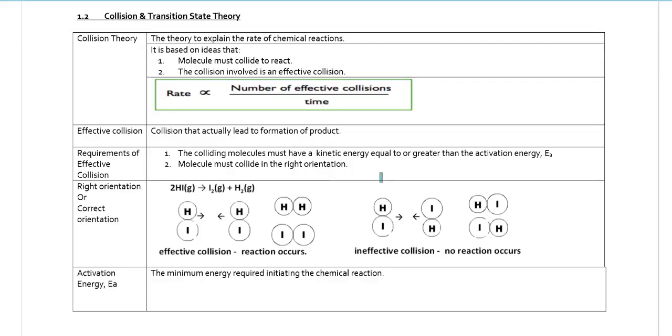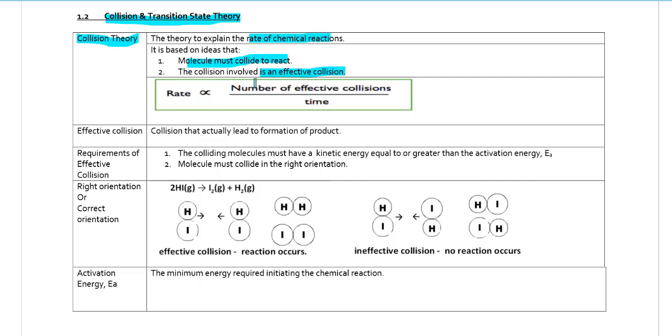Okay, so the second subtopic in reaction kinetics is collision and transition state theory. Collision theory is a theory that explains the rate of chemical reaction, based on the idea that molecules must collide to react. Number 2, the collision involved is an effective collision. The rate of reaction is directly proportional to the number of effective collisions.